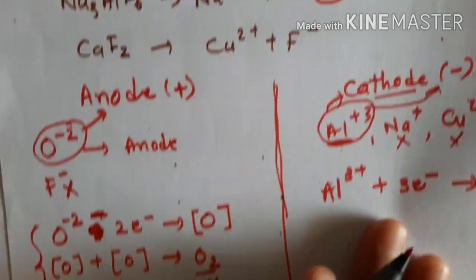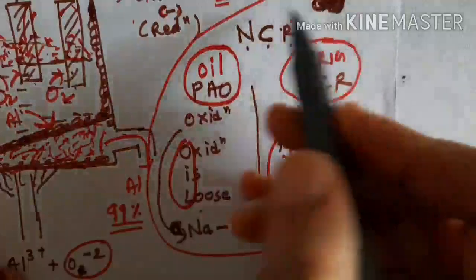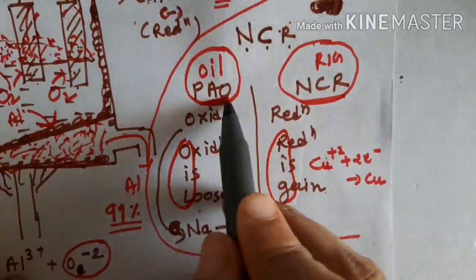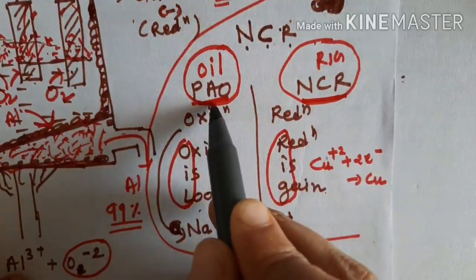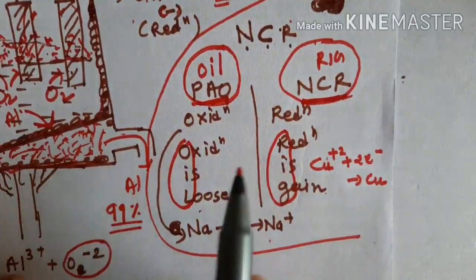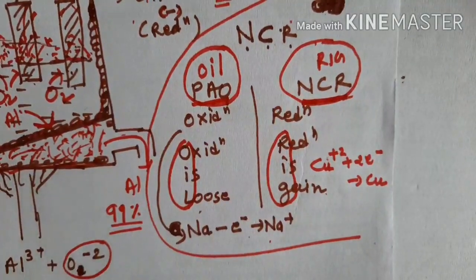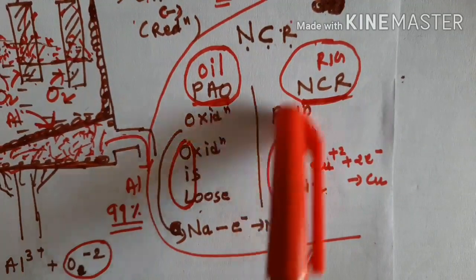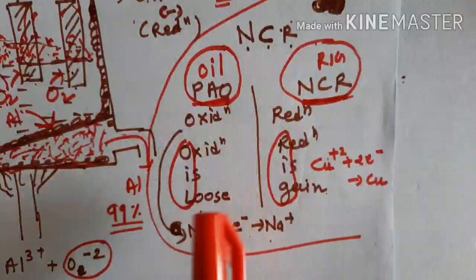I hope you understand the full procedure, and if you like this shortcut then you can remember it. Okay, POW or NCR, that is a very easy one. NCR, POW, which means positive anode oxidation, negative cathode reduction. It will help you to understand electrochemistry very well. You need to remember this, it will definitely help you, students.